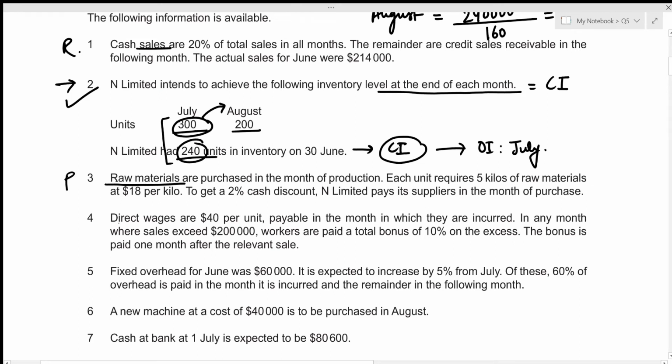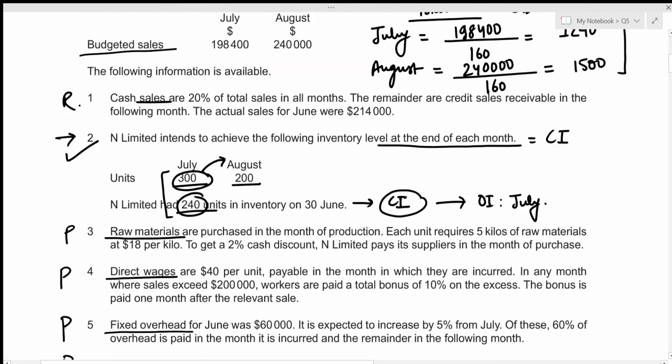Then for the fourth information, we are given direct wages. Again, that's an expense, which means that this will be recorded in the payment section. For the fifth part, we are given information regarding fixed overhead, which is again an expense, meaning that this will result in a payment. And in the sixth information, we are given that a new machine at a cost of 40,000 is to be purchased. So while purchasing a new machinery, we definitely have to pay out cash, meaning that this should be recorded in our payment section. Okay, so since we're talking about a receipt section, we will only look at the first information.